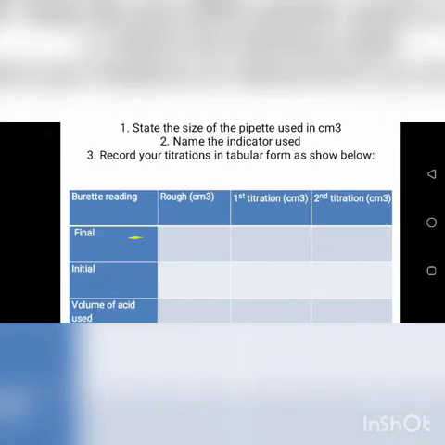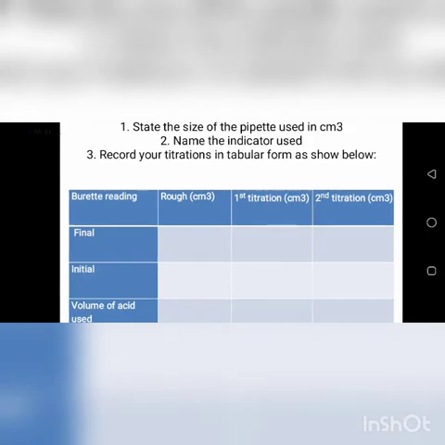Now the first one is to state the size of the pipette used. The pipette is used to transfer the base. So you must state the size of pipette used, because in the exam, the pipette can either be 20 centimeter cube or 25 centimeter cube. So you must state the one that is provided for your school. The second one is name the indicator used. The indicator used will depend on the reaction, whether you are titrating strong acid or weak acid. So you must tell us the indicator used in the reaction. Okay, that is number 2.